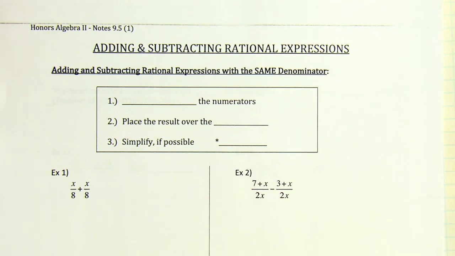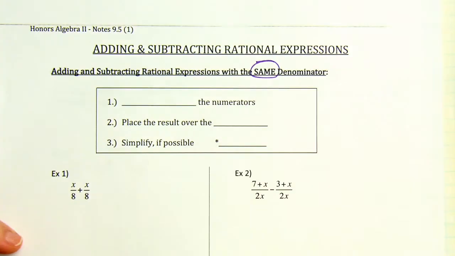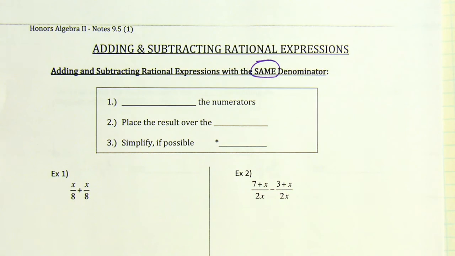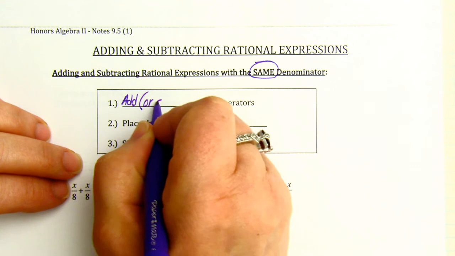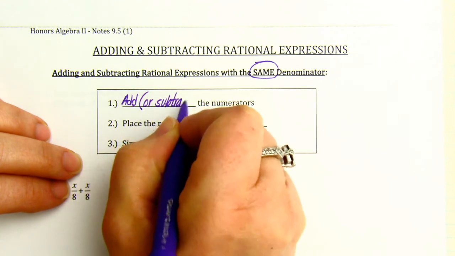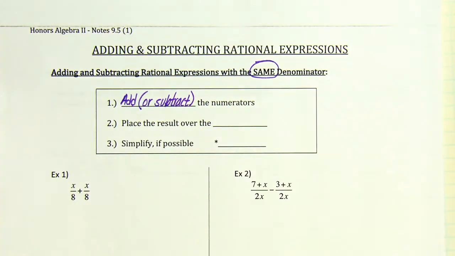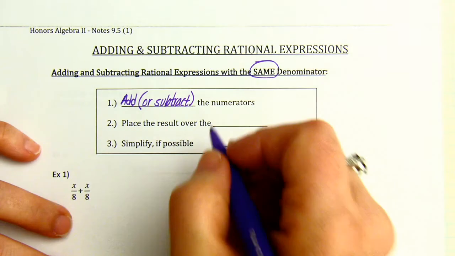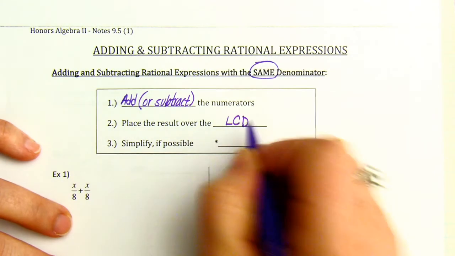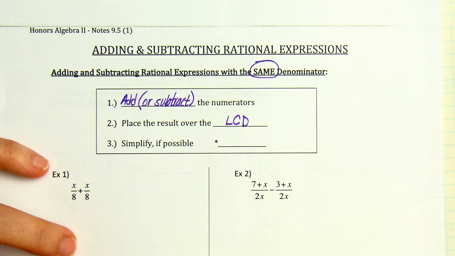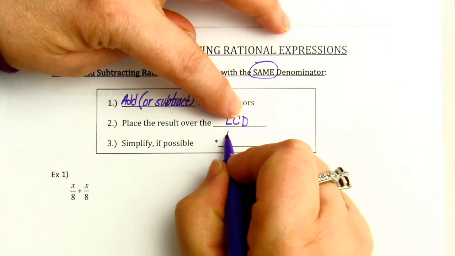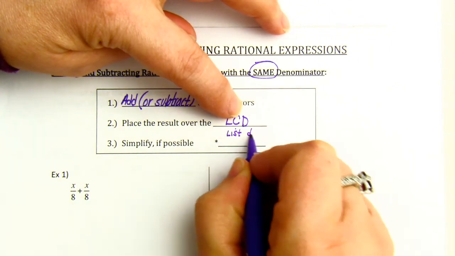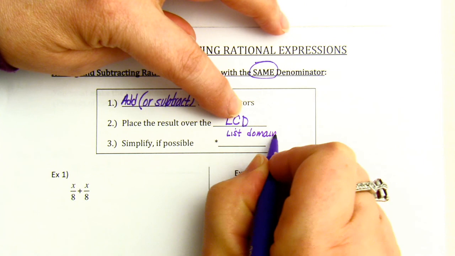All right, adding and subtracting rational expressions. What do you do if they already have the same denominator? Well, you add or subtract the numerators, and then you place the result over that common denominator, which is our LCD. Simplify if possible, and then list the domain restrictions.